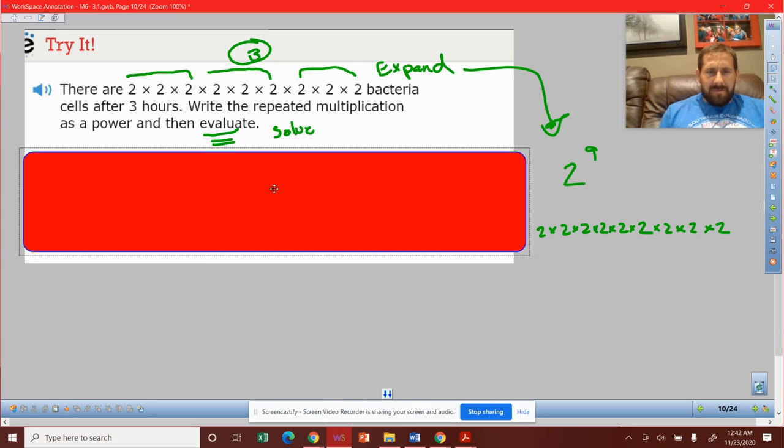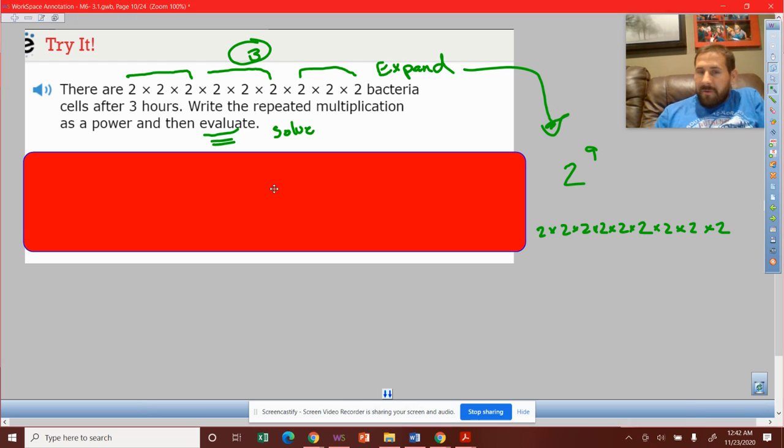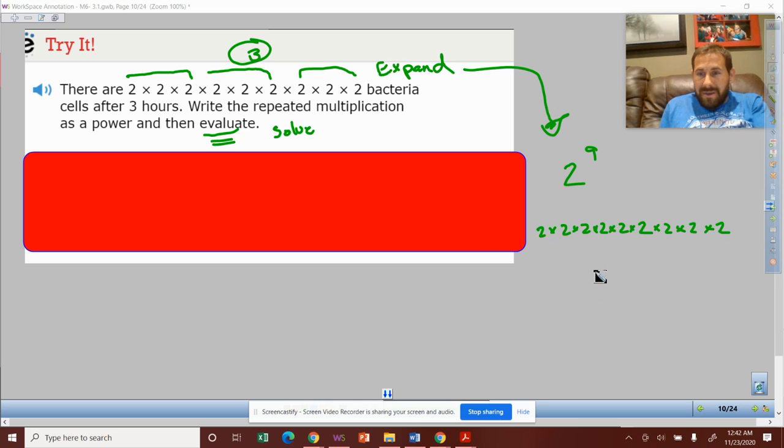Okay? I'm going to take this box away. I forget what it says. Oh, we'll get to that one in a little bit then. So first of all, it said write it and then evaluate. We need to solve this.